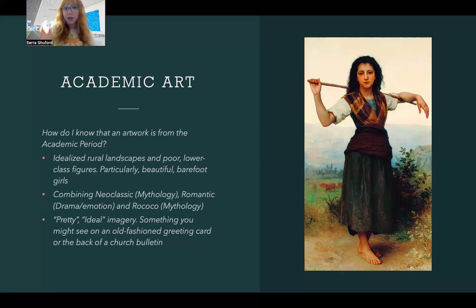But again, just very pretty, idealized imagery, fairly realistic, with some of that crossover with Romanticism where there's a little bit looser brushwork. Not necessarily everything crisp and in focus like the neoclassical artists.